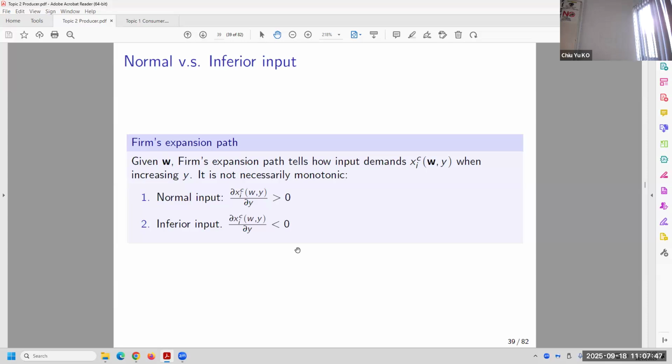So it can really depend. It need not be the same. It need not be that an input is always normal or always inferior. It depends on where you are. Same as a consumer, right? When you are hungry and you have no money, then you probably eat more rice. And up to a certain point, probably you don't eat more rice. You need fish, you need meat, you need something else. So normal and inferior can depend on the technology you have, okay?